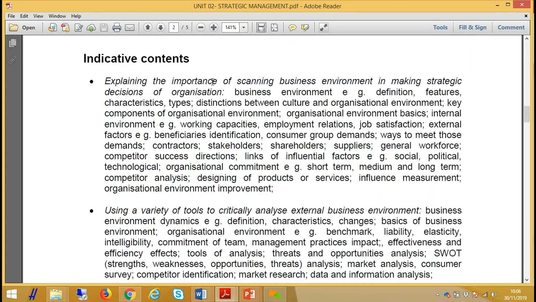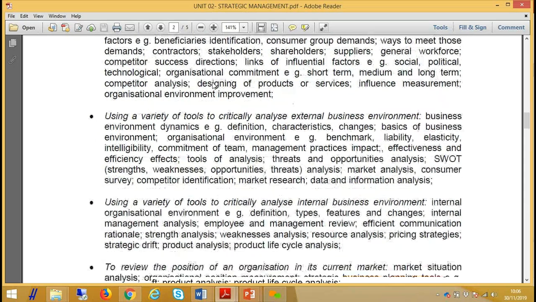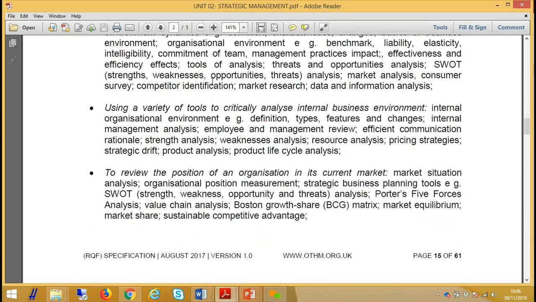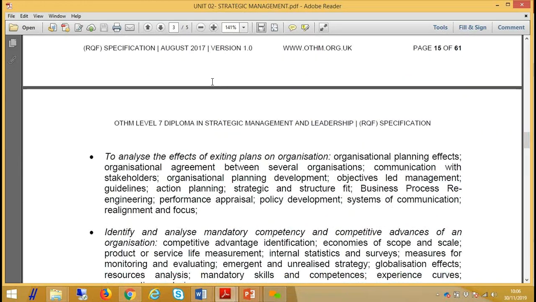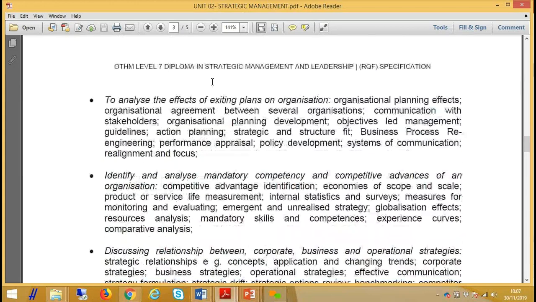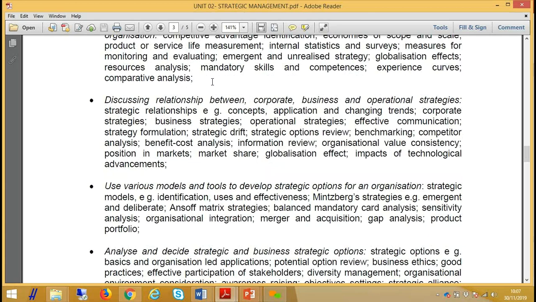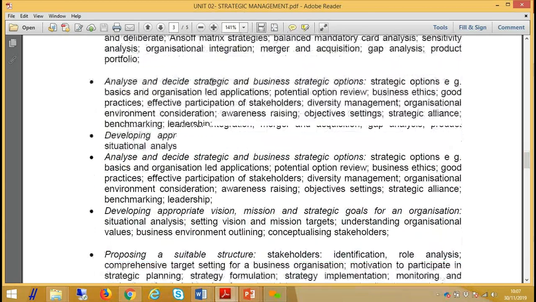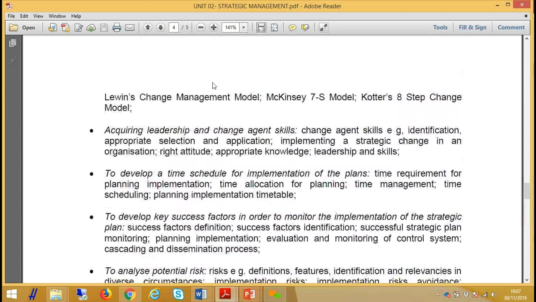Right. So we'll do things like learning how to scan the business environment, the internal and external environment, using a variety of tools, how to critically analyze the internal environment, and how to develop strategic options, review your position and develop strategic options, choose the right option, how to implement it, and how to go about change management. And the relationship between corporate, business and operational strategy. So it's quite an interesting unit, quite a lot to cover.